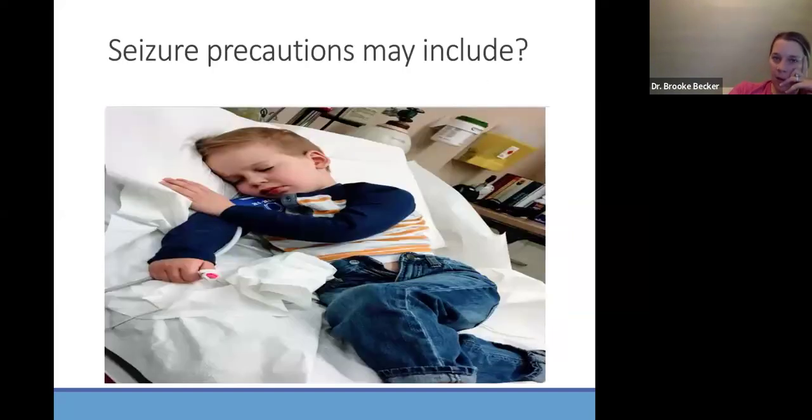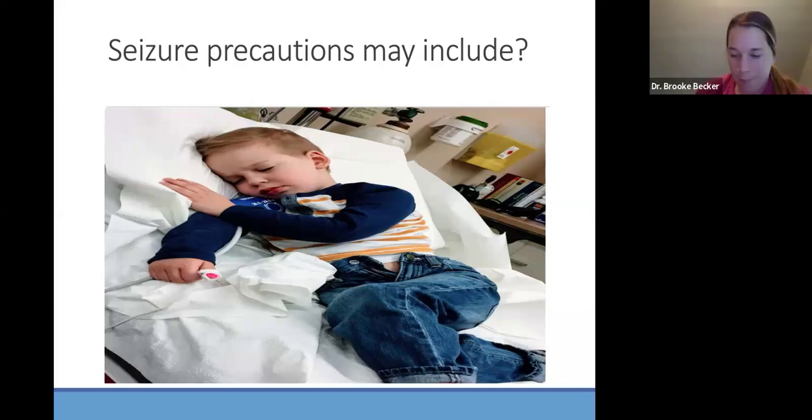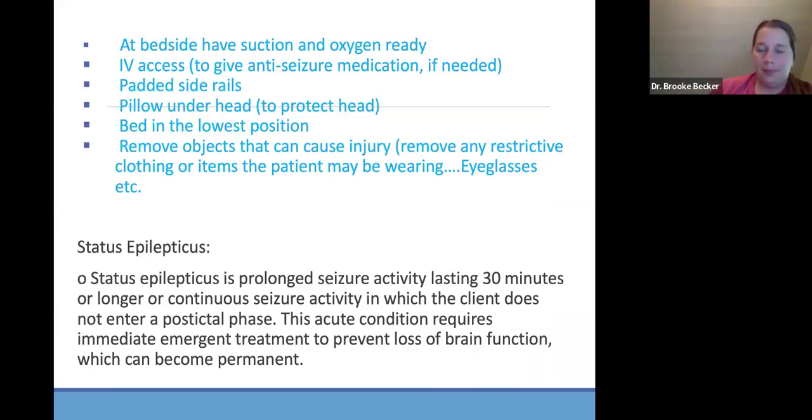Okay. All right, what are you going to do for seizure precautions? Padded bed rails, making sure they're safe. Safety and airway. Yep. So you should have suction set up at the bedside for these kids that have seizure disorders, padding on the side rails. Yep. Good. They should have IV access.